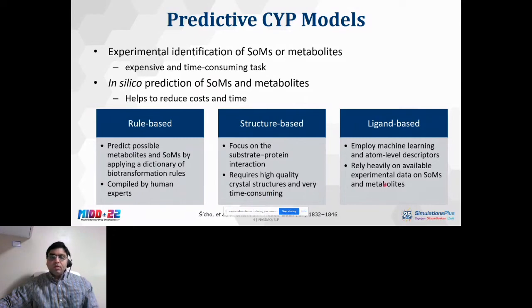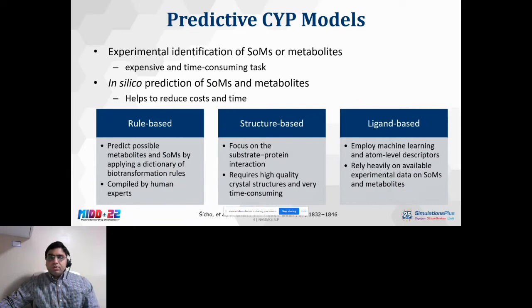The ligand based approaches are the ones which mostly use machine learning methods and atom level descriptors, with a large amount of high quality data available from the literature and a reliable set of descriptors which are available nowadays in the literature. The ligand based methods can be comparable with the structure based outcome. Of course, these methods rely heavily on available experimental data on sites of metabolism as well as metabolites.